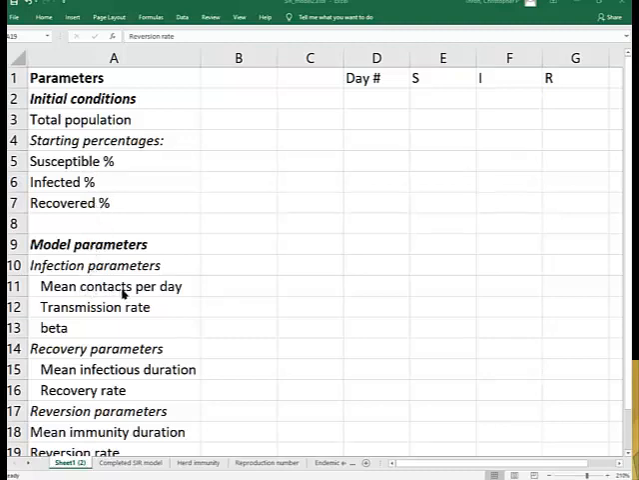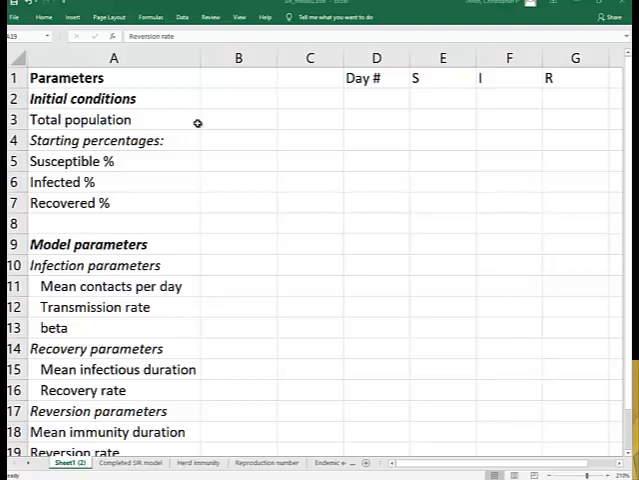And then I have my model parameters, which are mean contacts per day. That's what I called C. And then I have my transmission rate, which I called T. And then I have beta, which was C times T, divided by the total population. Finally, I have my recovery parameters, the mean infectious duration, which I called D, and the recovery rate. And then we'll talk about these later.